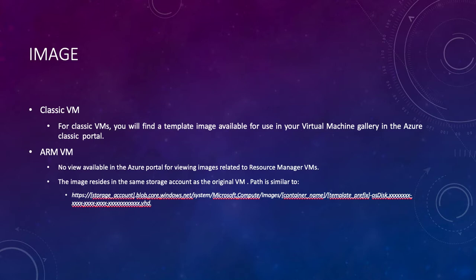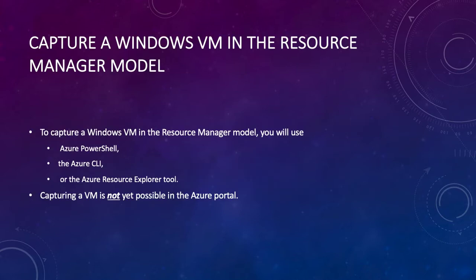To capture a virtual machine, you basically need to use any of the three options that are available for managing Microsoft Azure besides using the portal. You can use Azure PowerShell, you can use Azure CLI, or you can use the Azure Resource Explorer tool. However, again, for the classic VMs, you don't need to use these tools because the portal already has a view for that.